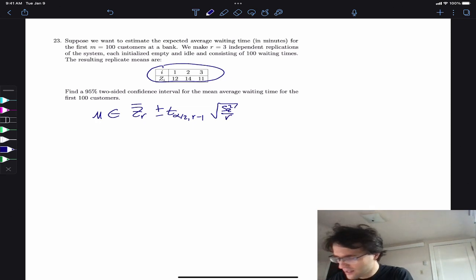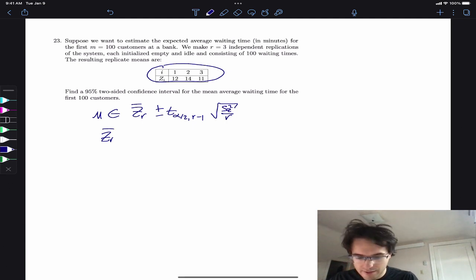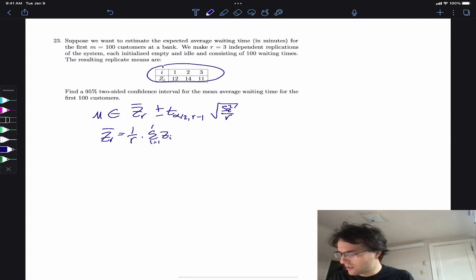So in this case, of course, what is Z of r? Let me check my notes for my formulas here, because I do not have all these things memorized either. But thankfully that is why I have cheat sheets. So the Z of r bar is equal to 1 over r times the sum from i equals 1 to r of the Zi's. So it's basically the average of the Zi values.